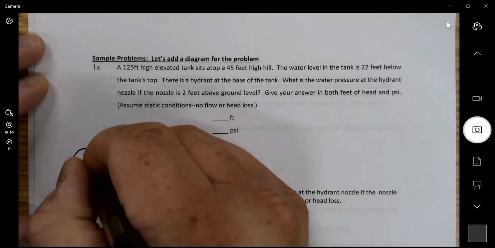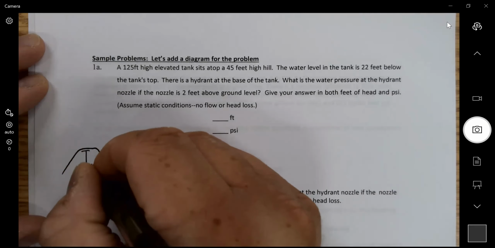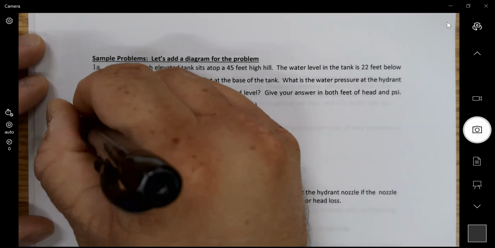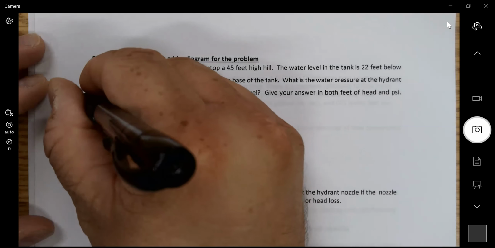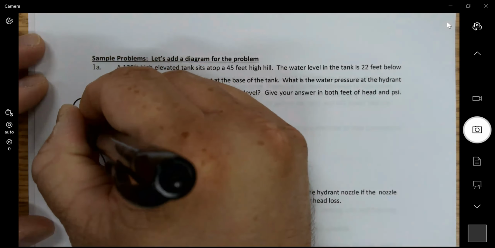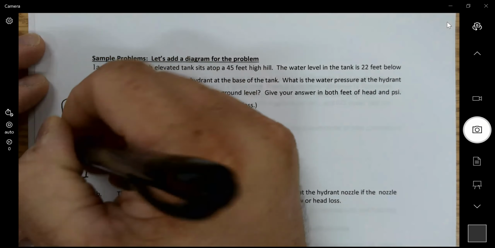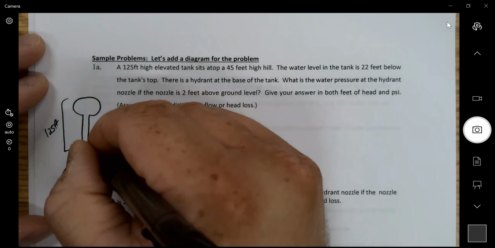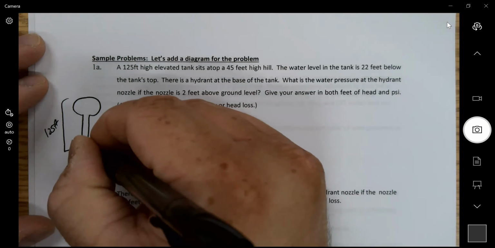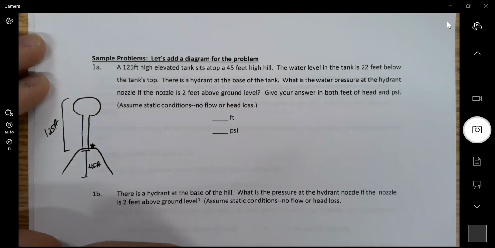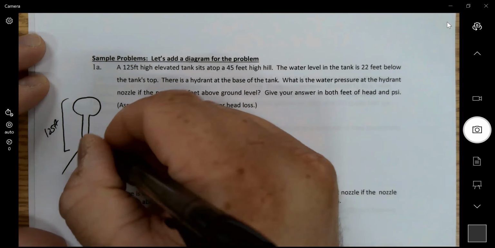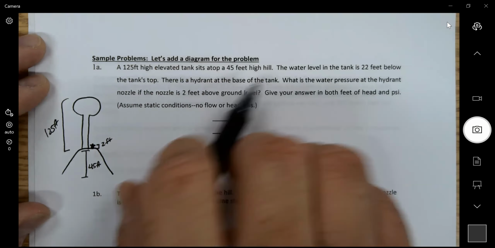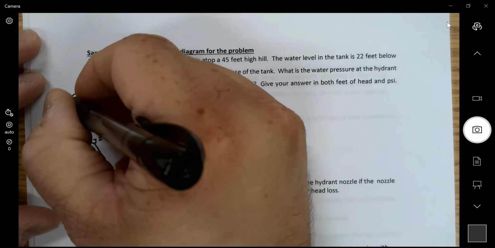So this is going to be my hill. The hill is 45 feet tall. And there's an elevated storage tank right here that's 125 foot. Okay, so this is 125 foot tall. All right. And it says there's a hydrant right here at the base of the tank. And the hydrant nozzle, which is right here, is 2 feet. And it also says that the water level in the tank is 22 feet below. So we'll just put it somewhere like this.